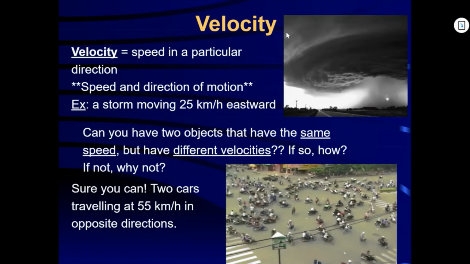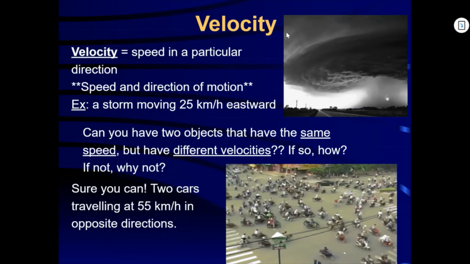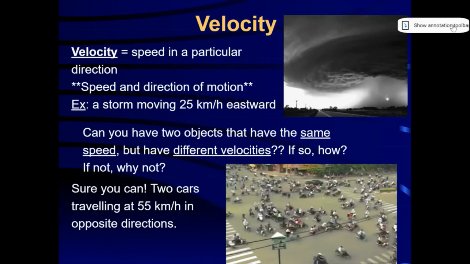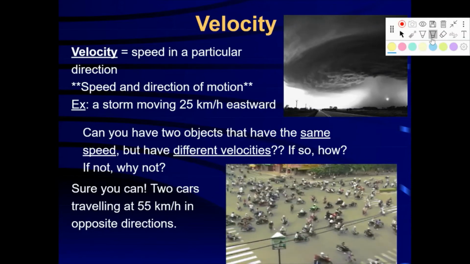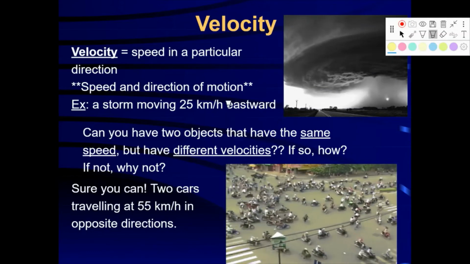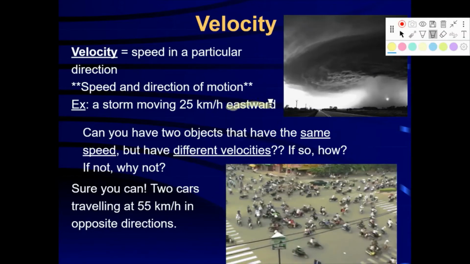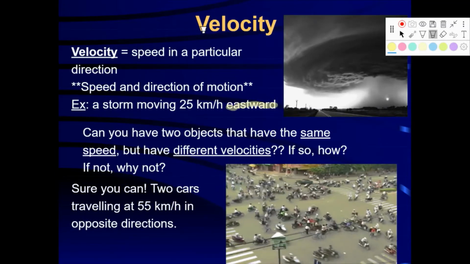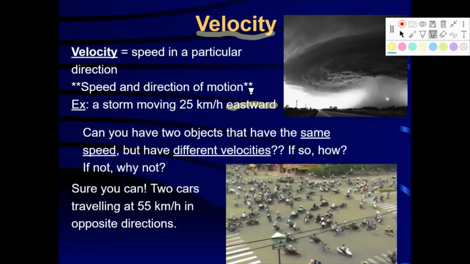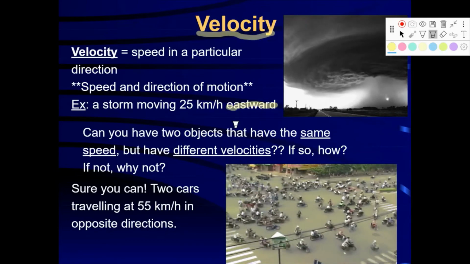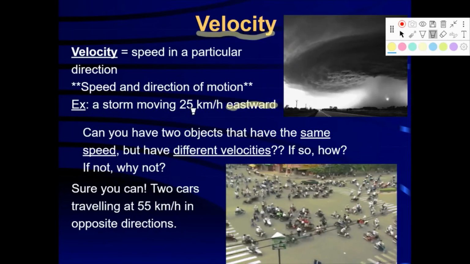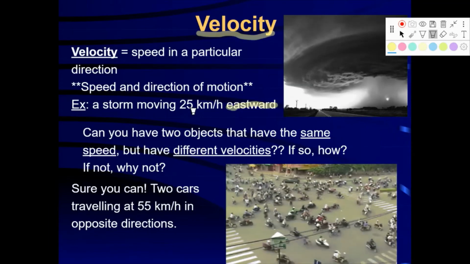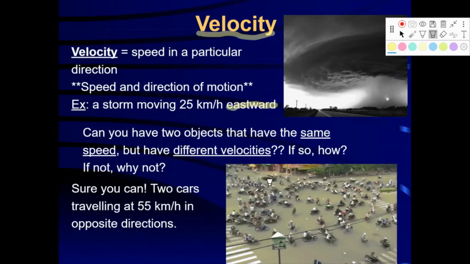The example that you have here is a storm moving 25 kilometers per hour. But the important part here, remember, if I would have just said a storm moving 25 kilometers per hour, that would be speed. But because I mentioned this part right here, eastward direction, that then becomes velocity, right? So very similar. Can you have two objects that have the same speed but have different velocities? If so, how, why, or why not?